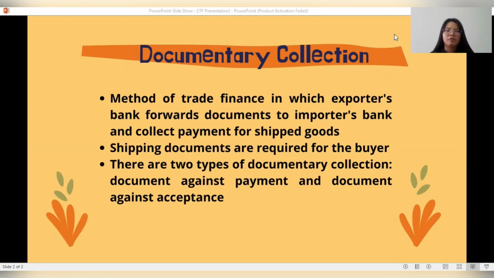There are two types of documentary collection, which are documents against payment (DP) and documents against acceptance (DA). Documents against payment require the importer to pay the face amount of a draft at sight, whereas documents against acceptance require the importer to pay on a specific date.